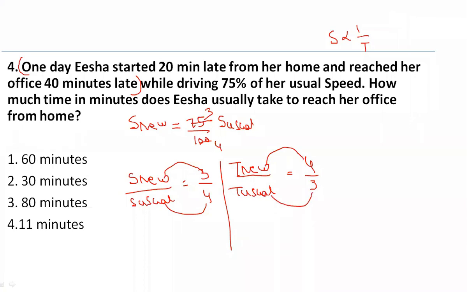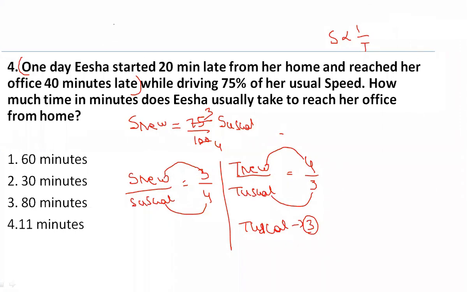And what is the question here? How much time in minutes does Isha usually take to reach her office from home? That means we have to find out this T usual, which is nothing but 3 parts. So how can I find that? I have to understand the difference between new time and usual time, which means how many minutes of delay happened in the story of the question.